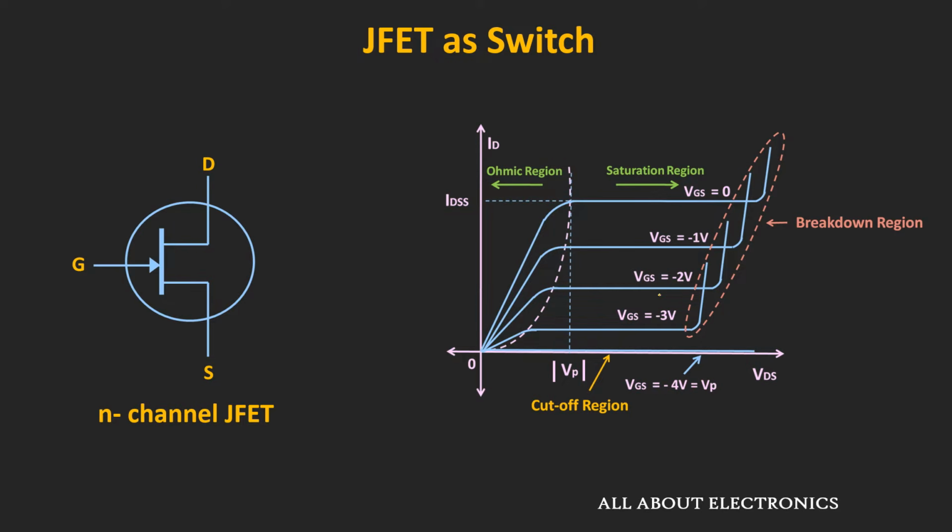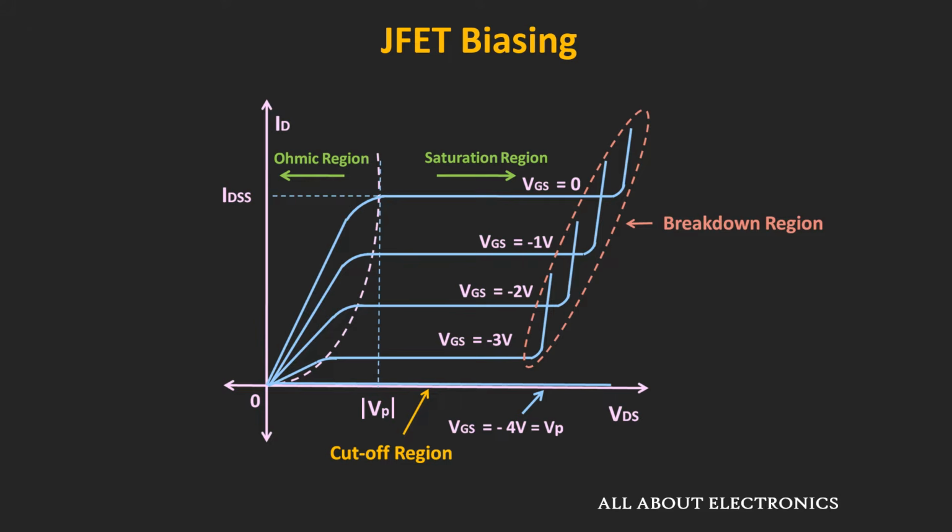But to operate the JFET for the various applications, the operating point of the JFET should be selected properly. And here the operating point defines the value of drain current ID and the voltage VDS. So biasing is the process of selecting the operating voltage and the current of the JFET such that it should operate in the specific region. And doing so, it can be used for the specific application.